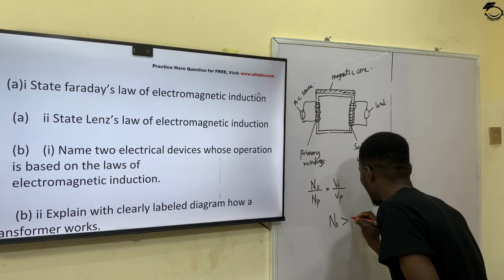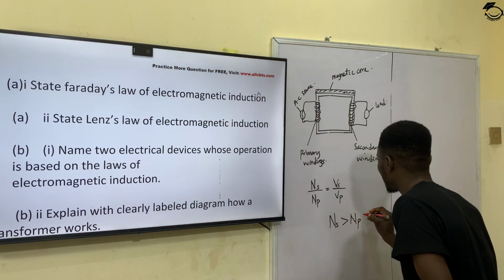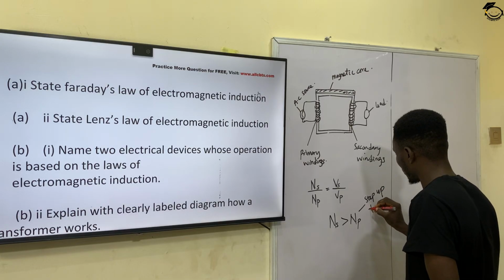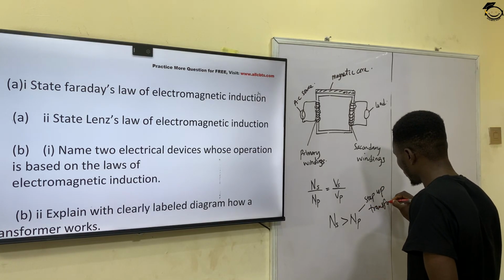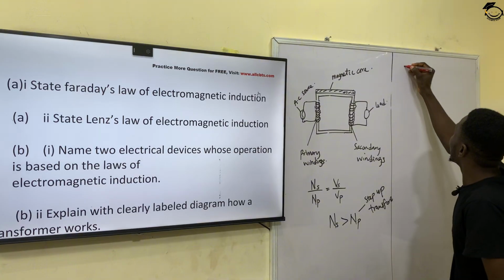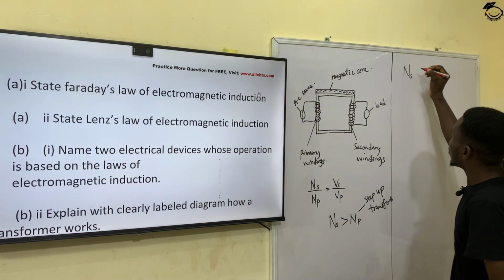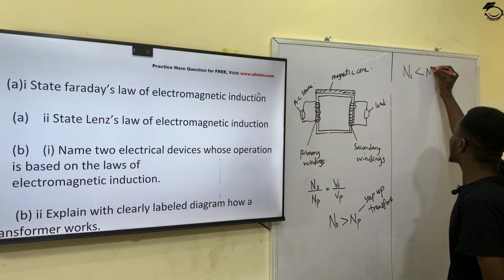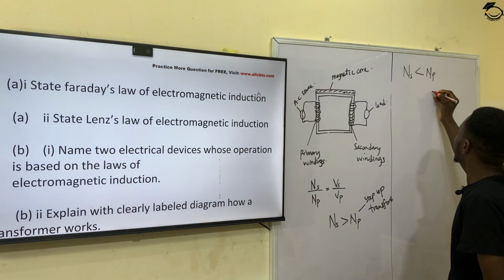is greater than your primary windings, then this is a step up transformer. But when your number of turns in the secondary is less than the number of turns in the primary, then it is what? A step down transformer.